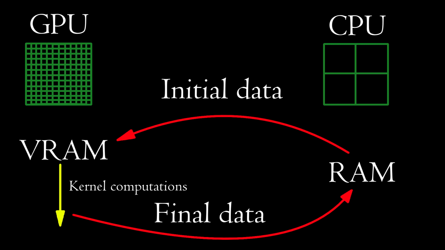Transferring data between the RAM and VRAM is costly. Luckily, I only need to do it at the beginning and end of the simulation. In between, all the calculations are performed on the GPU, which is very cheap and fast. My initial CPU implementation took between 5 and 10 minutes. The same simulation now takes between 10 and 20 seconds.